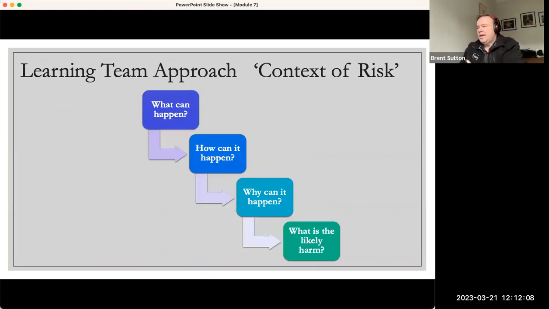And a good way of doing that, and we're going to be providing this as handouts to you, is to get the group to explore when they're performing that work on that machine across those modes. Get them to explore what can happen. Get them to explore how it can happen, why it can happen, and what is the likely impact. And the way that you explore that is through their storytelling.